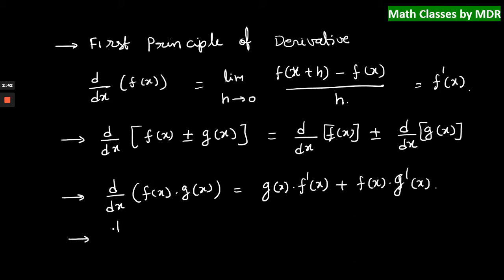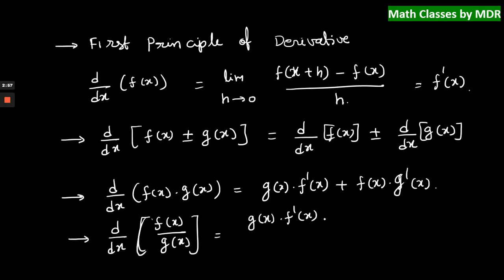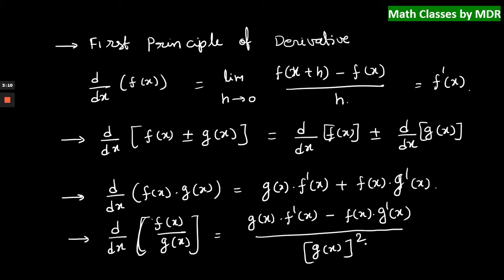Now when we come across problems of d by dx of f of x by g of x, then we use the quotient rule. What is the quotient rule? It says that we have g of x into f prime x minus f of x into g prime x, that is the derivative of g of x, whole divided by g of x whole square. This is called the quotient rule.